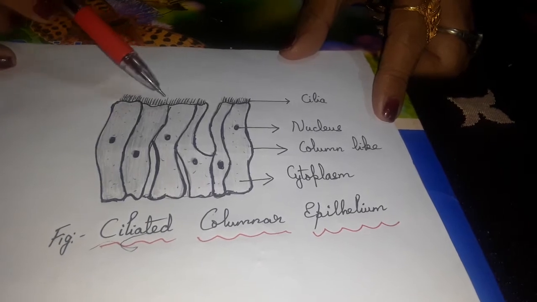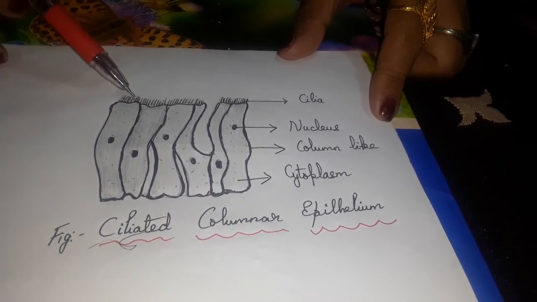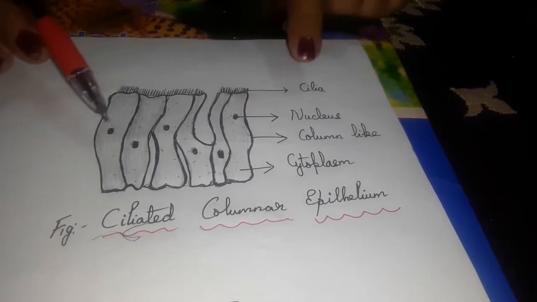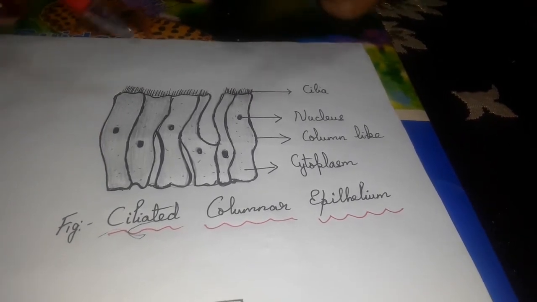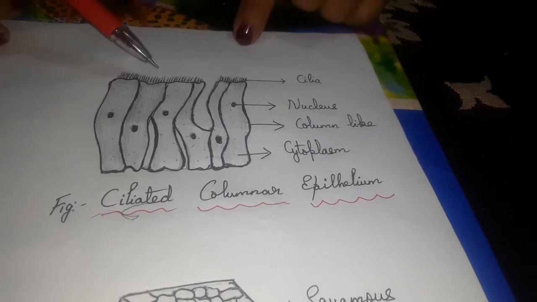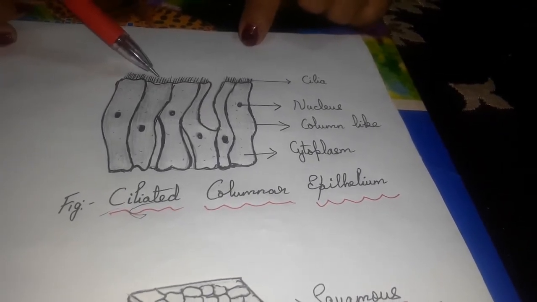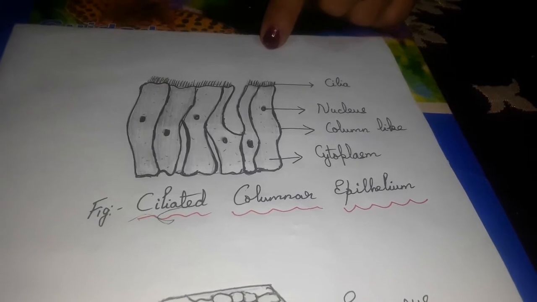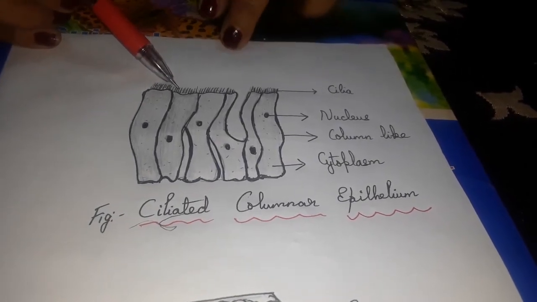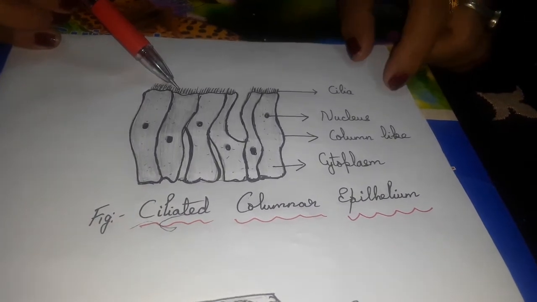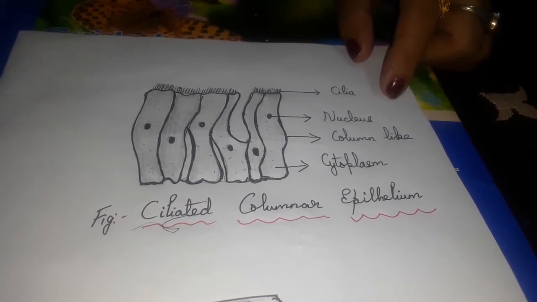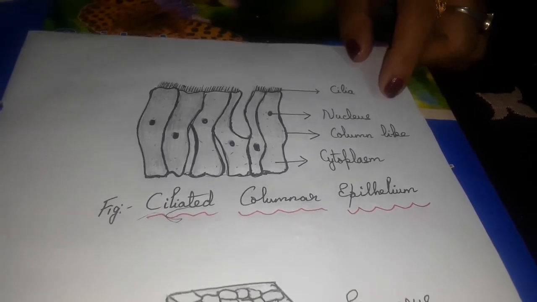So what is the purpose of this cilia? Due to their continuous lashing movements, they help the materials to move forward. That is, the egg in the fallopian tube moves towards the site of fertilization, whereas the cilia in the trachea or the respiratory tract prevent any dust particles or germs from entering the windpipe.